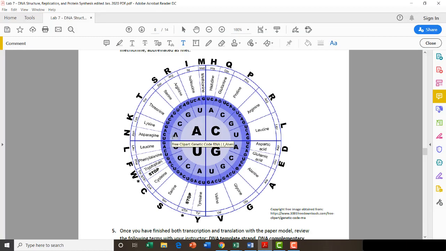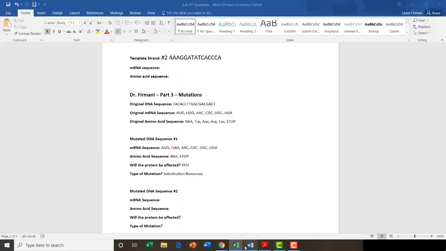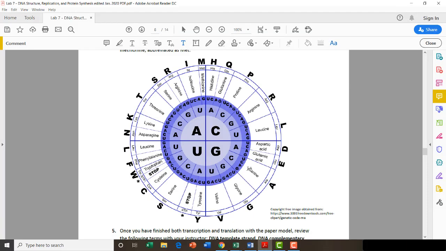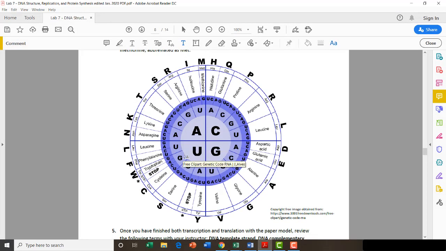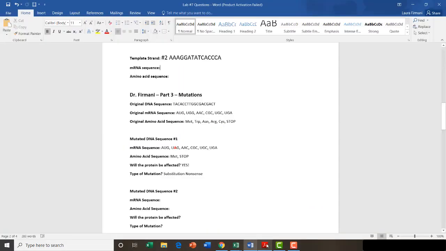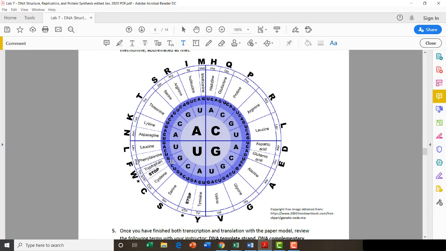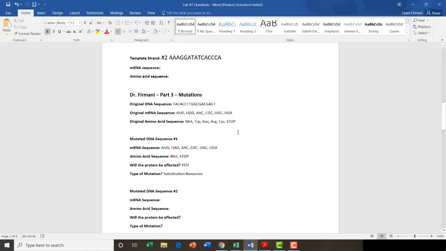AAC is asparagine, which is asn. So we're going to come back, and that's our next amino acid. CGC is arginine, arg. That's our next amino acid. UGC is cysteine, cys. Okay, so here we go. UGA is a stop codon. So that is my polypeptide chain, my string of amino acids that will make my protein.